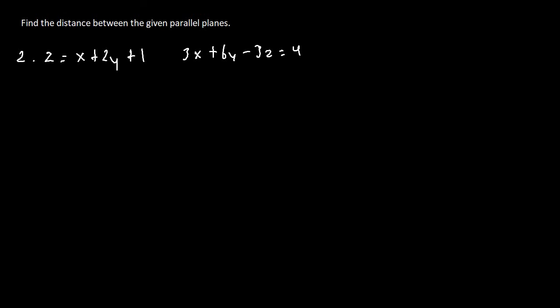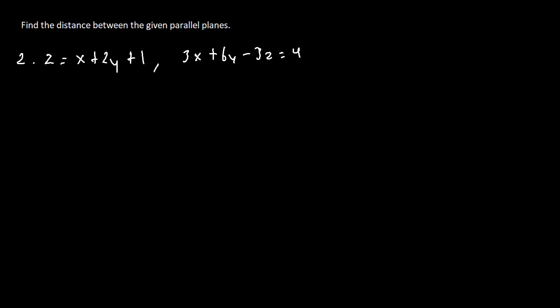So now for number 2, let's find the distance between the given parallel planes. So this time we're not given a coordinate in a plane, we're given 2 planes. So for z equals x plus 2y plus 1, and the other plane is 3x plus 6y minus 3z equals 4. Now when we're given 2 planes, what we can do is choose a point that lies in one of the planes, and we find the distance from that point to the other plane. So let's go ahead and take this equation here, z equals x plus 2y plus 1. Let's go ahead and find a point in this plane.